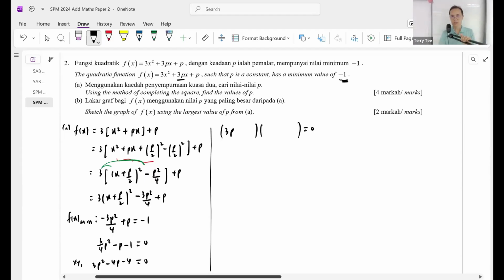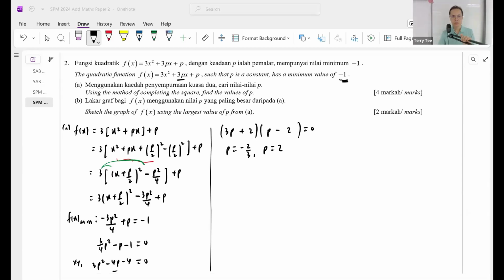So you get 3p and p. 3 times 4 is 12. Factor of 12, I want to get 4. I should use 6 and 2. 6 should be negative, 2 should be positive. Your p is -2 over 3 and 2. Am I right?